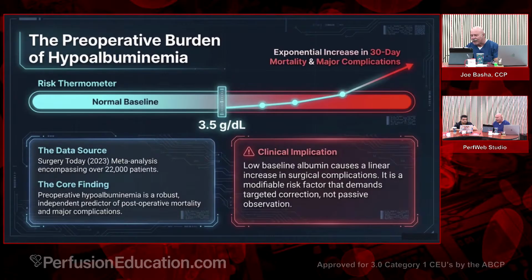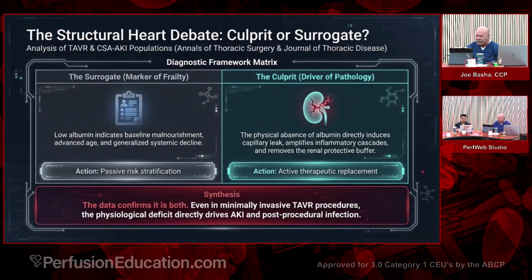It is a modifiable risk factor that demands targeted correction, not passive observation, or compounding the problem by giving the patient even more fluid. And this is especially prevalent in ECMO, where we're fluid resuscitating. They're getting more and more swollen, and they look worse and worse, requiring even more fluid administration. And if we don't fix that, we know from experience where that leads.